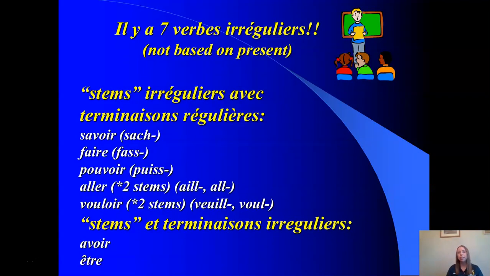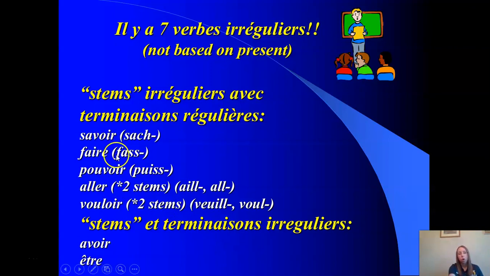Puis, il y a 7 verbes complètement irréguliers. So these are the only 7 that aren't based on the present. Everything we've done so far is based on the present tense. So if you know the present, you can easily transfer it over. These are the ones that are not based on the present. Savoir, faire, pouvoir, aller, vouloir, avoir, être.